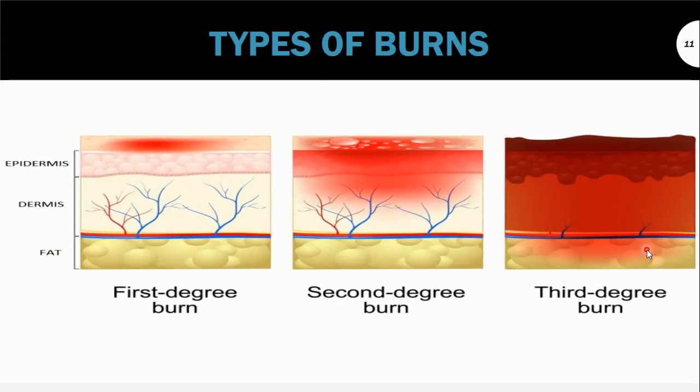So, this is a general diagram that explains the first, second, and third degree. As you can see here, these are the three layers. The first degree only destroys the top layer, which is the epidermis. The second degree goes further to the dermis. You see, even some nerves, like these nerves, get reached, and then the third degree burn goes to the fat tissue, and it goes even beyond.